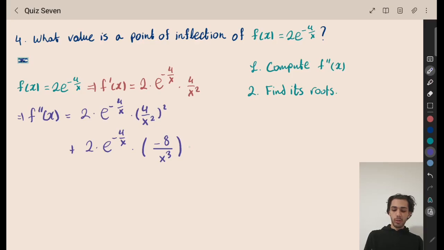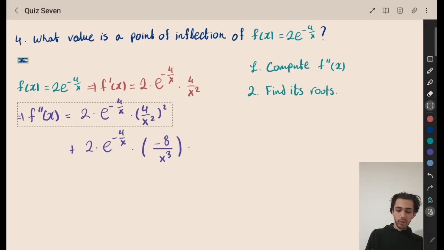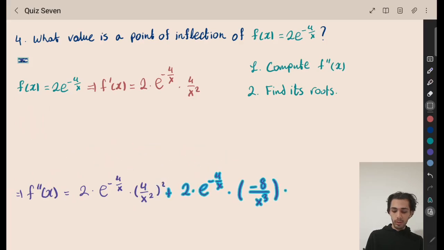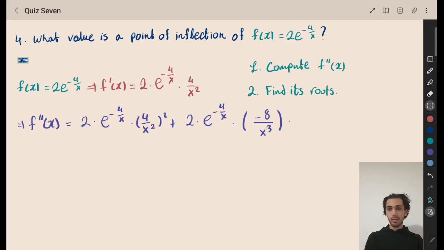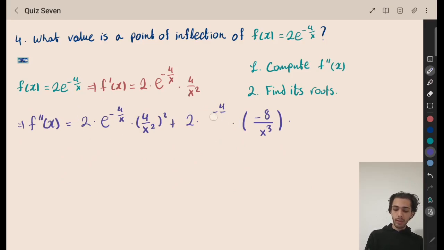Then I just set this to be equal to 0. So this is only the first step in my procedure. But I still need to carry out the second step, which is finding the roots of this thing. How would you find the roots of this thing? Well, you would start by simplifying it, at least. So I see here that we have a common factor of e to the minus 4 over x times 2. So I'll take it as a common factor. And since we're adding, I'll just do like this.